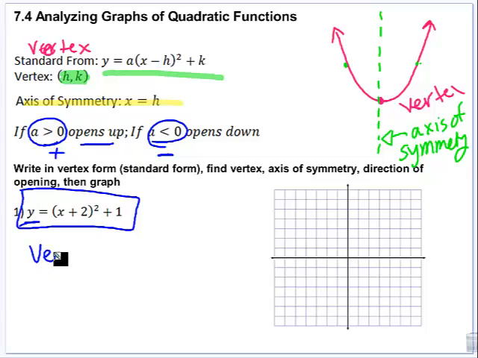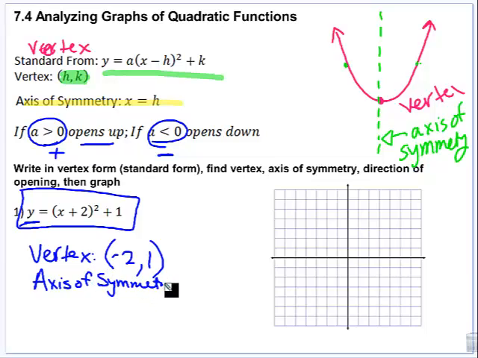All right, so the vertex here, we already got h as negative 2. And what's your k value according to this? 1. Okay, so the vertex is at (negative 2, 1). All right, next up, axis of symmetry. What will be the axis of symmetry for this parabola or this quadratic? Up here it tells us that it's x equals h. So what's our h value? Negative 2. So our axis of symmetry is x equals negative 2.